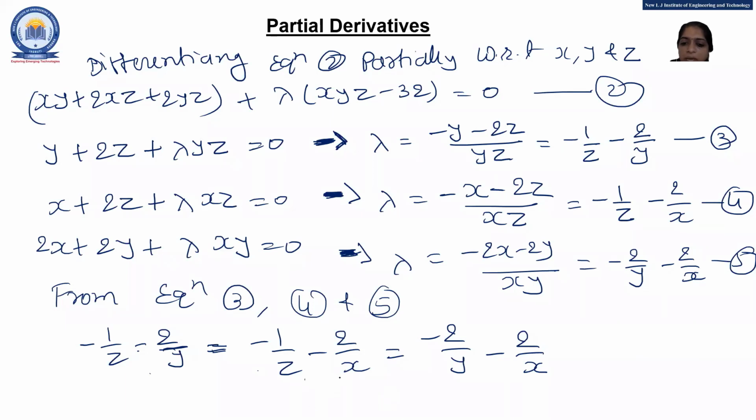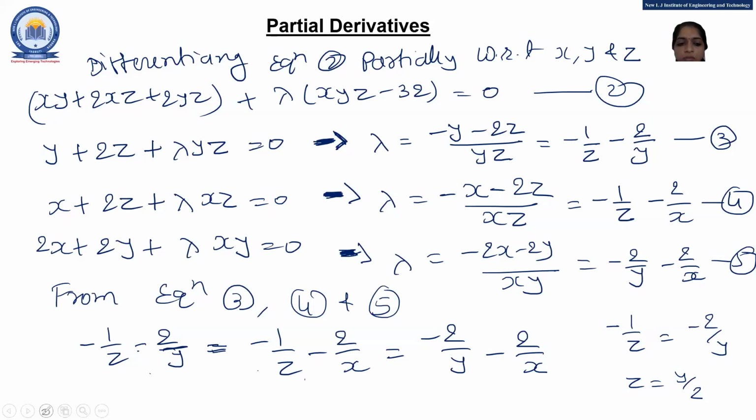Okay. So by equating second and third, this minus 2 by x will be cancelled out, right? And what is the remaining term? That is minus 1 upon z is equal to minus 2 upon y. If I take minus sign common, and if I keep z as the subject, then what is the value? My z is y by 2, by equating second and third. Okay, see carefully. This minus 2 by x will be cancelled out, and minus 1 upon z is equal to minus 2 upon y. If I take minus sign common, and if I keep z as the subject, then z is what?